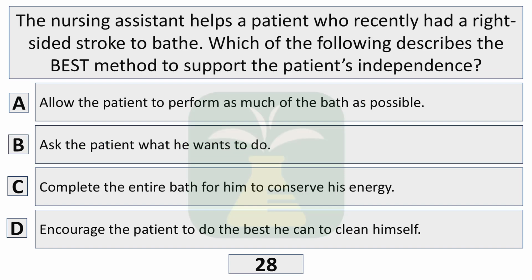The nursing assistant helps a patient who recently had a right-sided stroke to bathe. Which of the following describes the best method to support the patient's independence? A. Allow the patient to perform as much of the bath as possible. B. Ask the patient what he wants to do. C. Complete the entire bath for him to conserve his energy. D. Encourage the patient to do the best he can to clean himself.